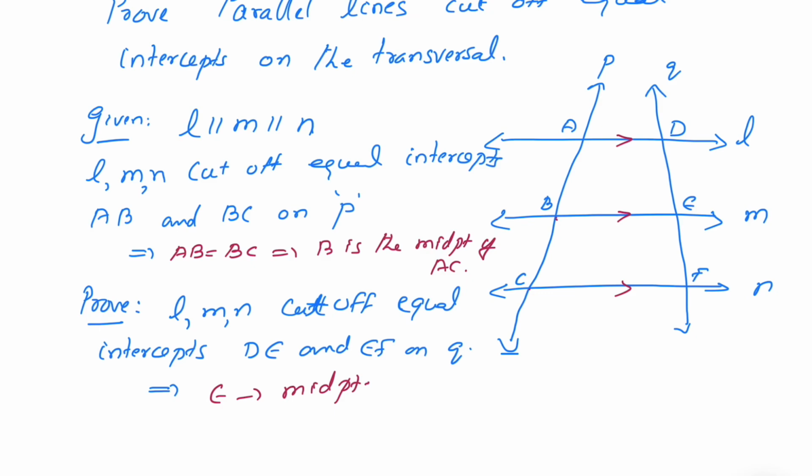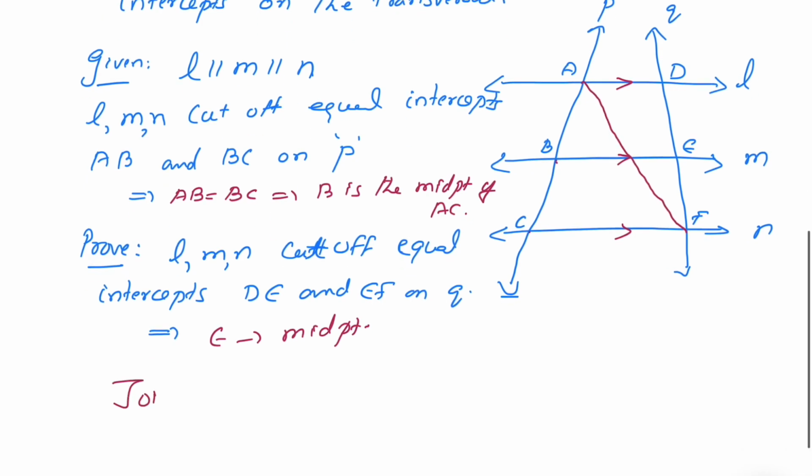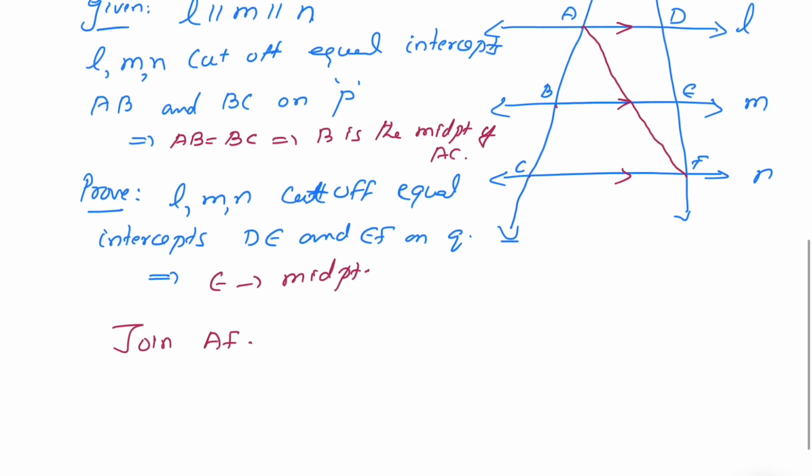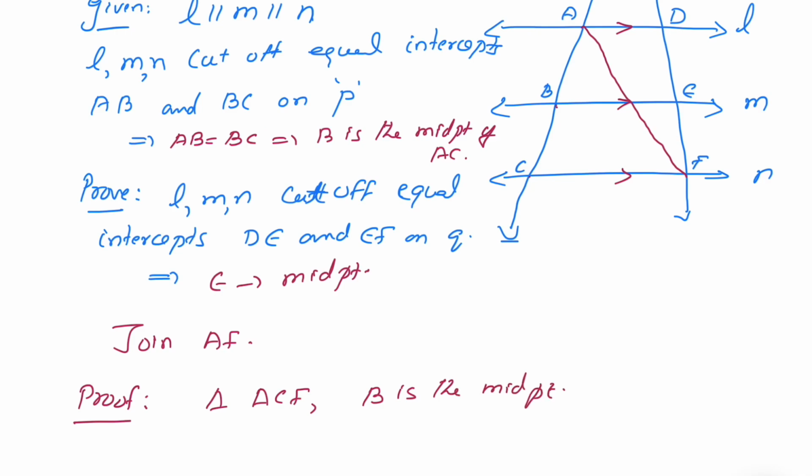Now to prove this, you will join A and F. So join AF. So now in triangle ACF, now we know B is the midpoint. I will put this point as G. B is the midpoint and BG is parallel to CF. All are given. Therefore, G is the midpoint, by midpoint theorem.